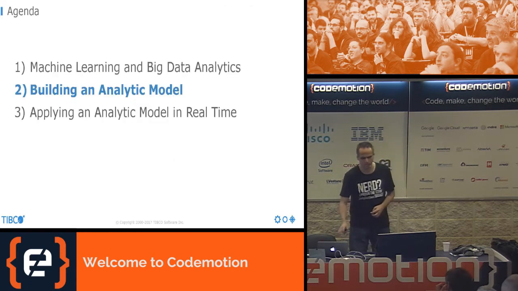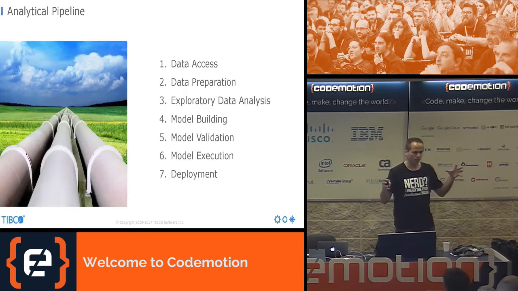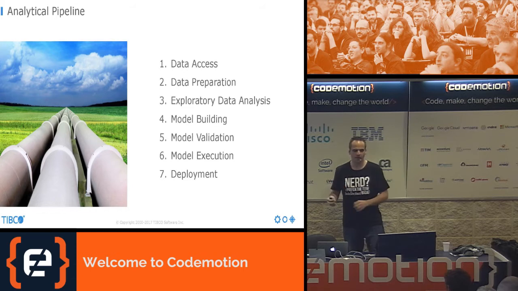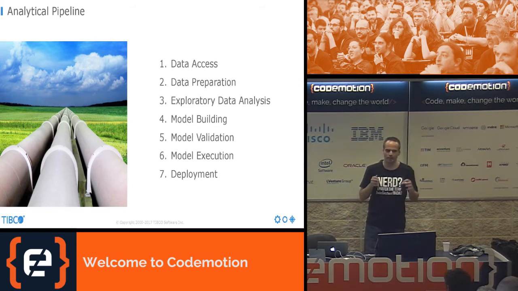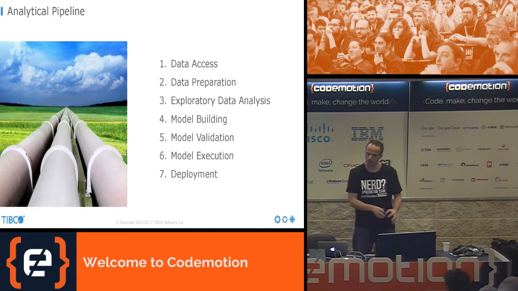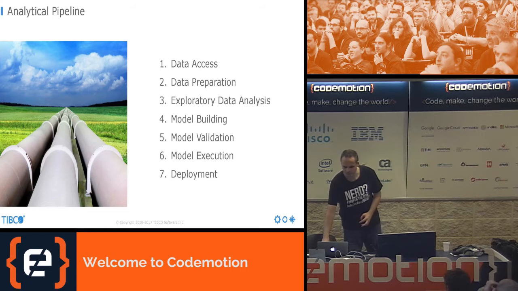So let's begin with the first part, build an analytic model. In the end, this is really the most complex process of these two steps. Deploying the model afterwards, as we will see, is pretty easy. You just use the algorithm and deploy it to a runtime. But first you have to go through an analytic pipeline to build the analytic model. Let's go through these steps very quickly, and then I will already go to the live demo.